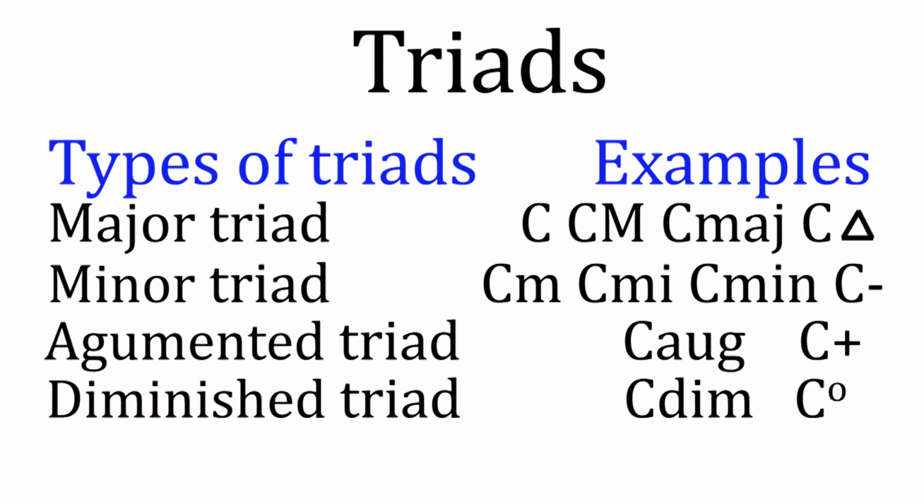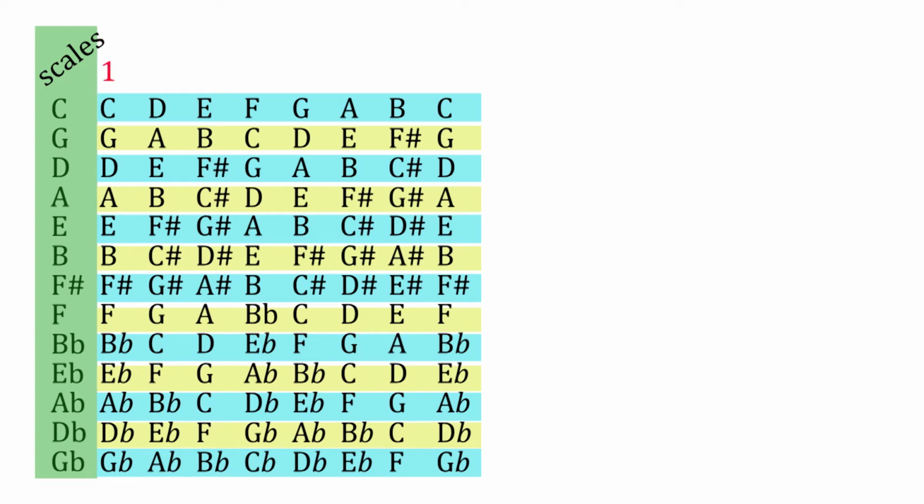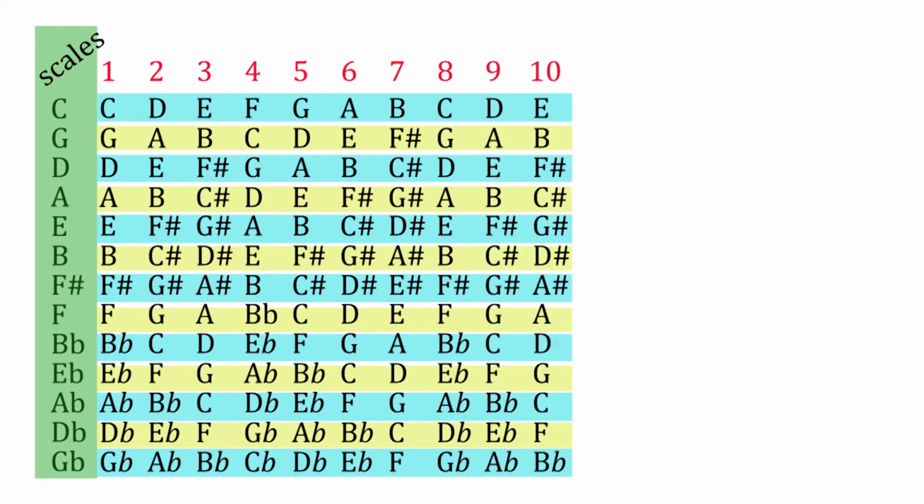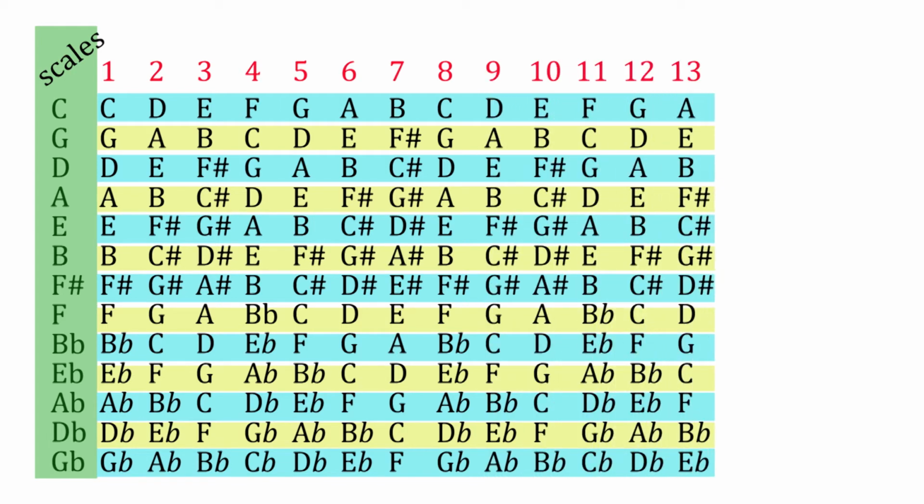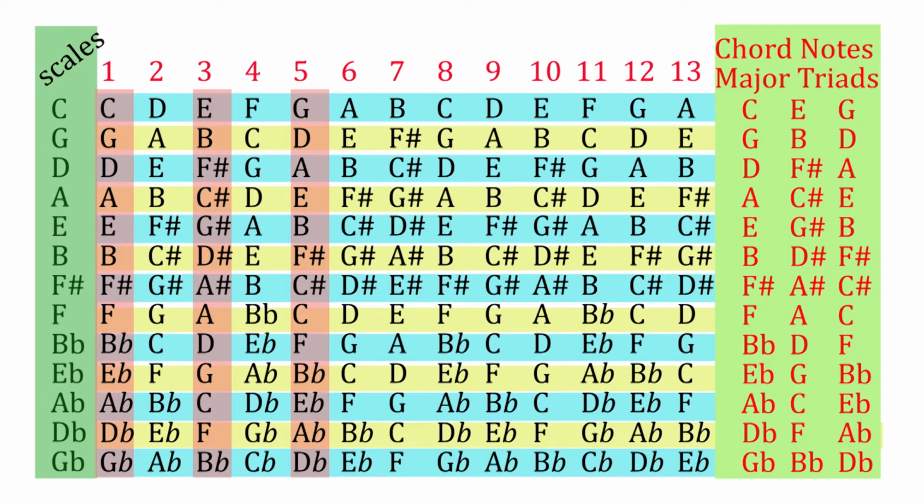In order to create these, let's write out the 12 major scales. Now let's label the degrees of the scale, starting with 1, which is the root, then 2, 3, 4, 5, 6 and 7. The 8th note is the octave, which brings us back to the start. But let's continue counting up to the 13th note, which we will need when looking at extended chords. Now for each of these scales, let's choose the root, the 3rd and the 5th note. You have now created all the major triads.